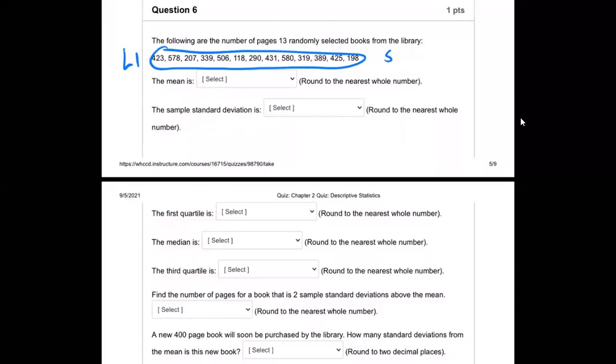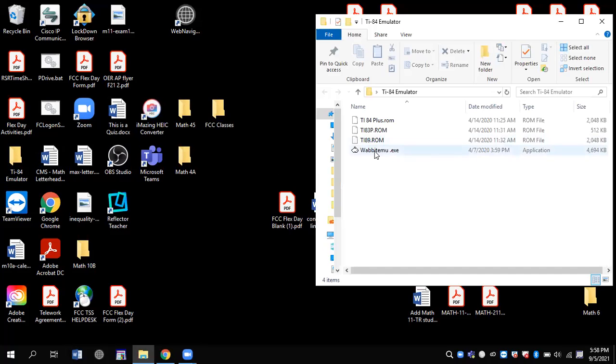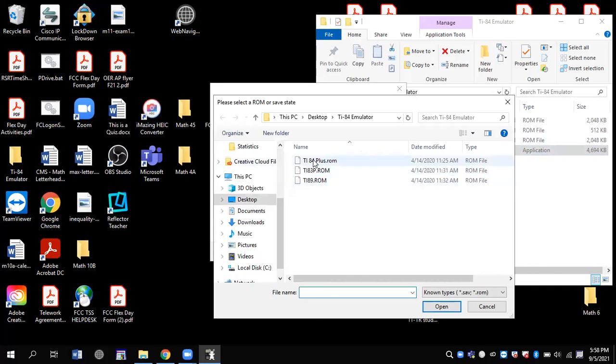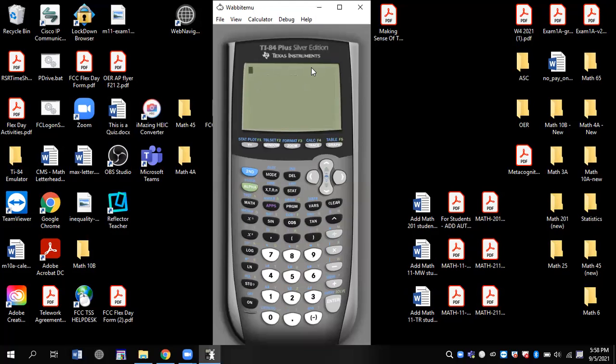And then when you're done, in fact, I'll show that right now. You can see me doing it. Okay, so here's what I'm going to do. I'm going to put these numbers in. So go to L1. So first I hit stat, enter. There's L1. Put the numbers right down the list. I type in the first one, 423, enter.